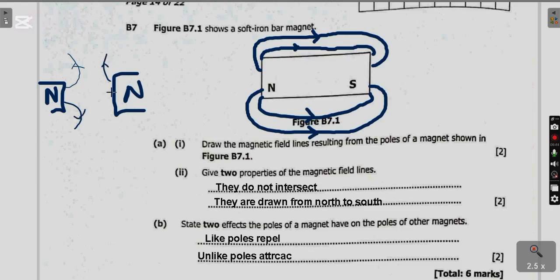Okay, so the same thing will happen if it's south and south. But if the poles are unlike, you have something like this. And here you have something like this. That is when there will be that attraction. But remember, the magnetic field lines are drawn from north to south. So this was all on this question.